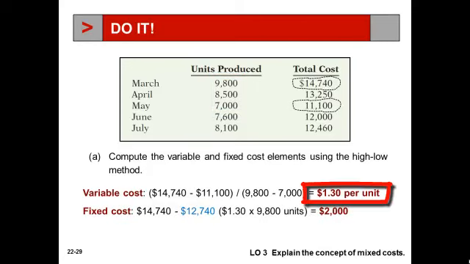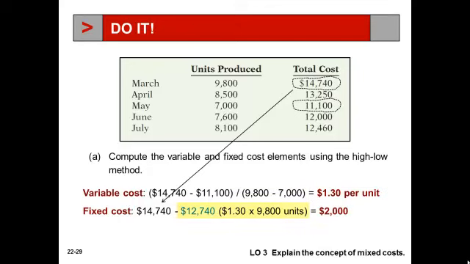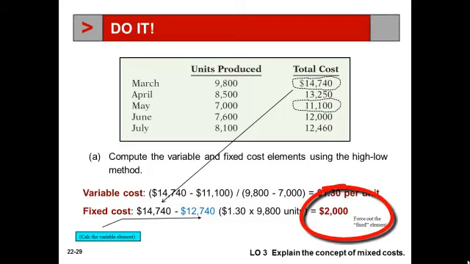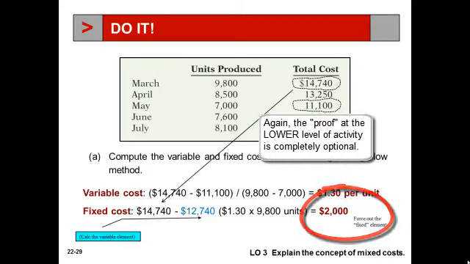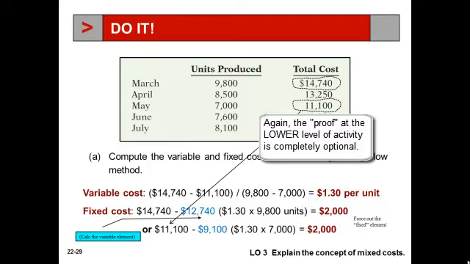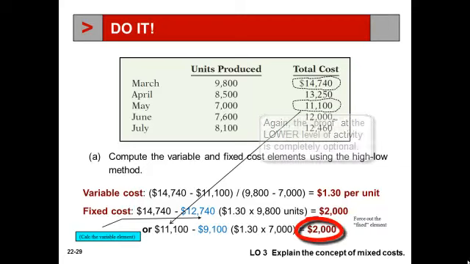What's our fixed costs? We'll take our total cost at the high level, $14,740. We'll subtract out a calculation of our variable cost element, that is $1.30 times 9,800 units. That forces out our fixed cost of $2,000. We can make the same calculation at the lower level using $11,100 in total, backing out the variable cost element of $9,100, which is $1.30 times 7,000 units at that lower level, forces out the same fixed cost of $2,000.